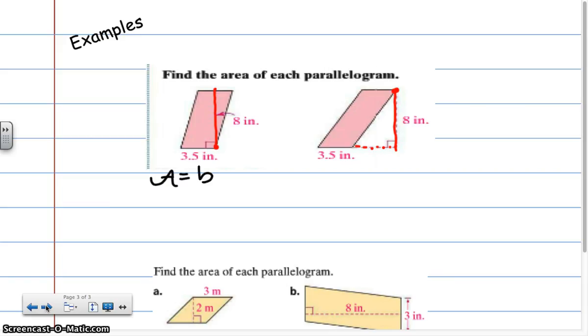Area is equal to B times H. Our B here is 3.5 times our height is 8.